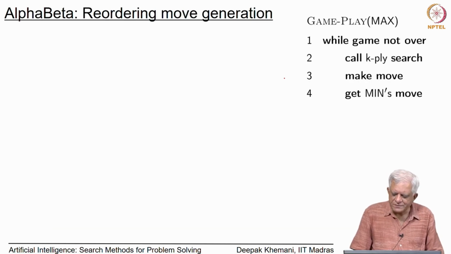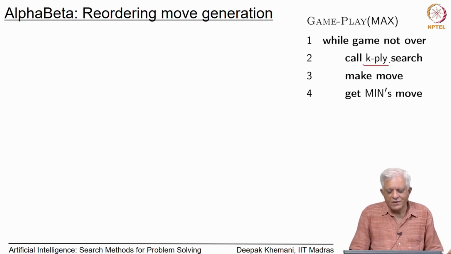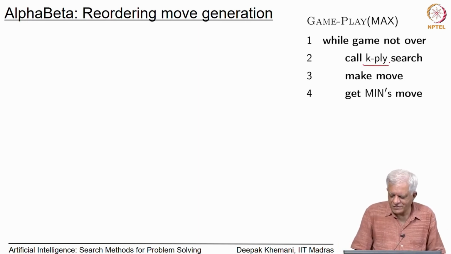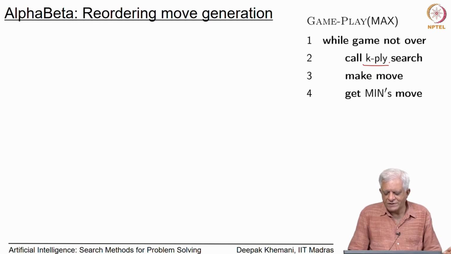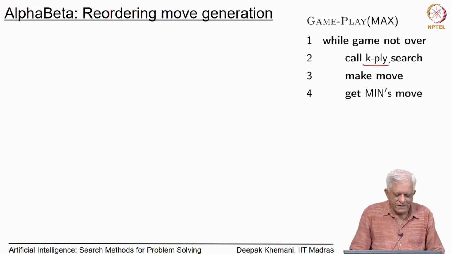Now, if you remember our high level game algorithm which calls alpha beta, in this case we have called it k-ply search, but this k-ply search could have been minimax, or it could have been alpha beta, or it could have been another algorithm that we will study. But once we call this k-ply search, we make a move and then we wait for min's move, the opponent's move, to come. People have asked that in tournament conditions, can we use the time that we get while the opponent is thinking to do something meaningful.